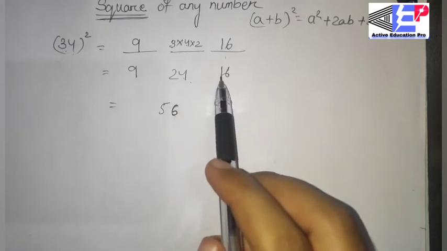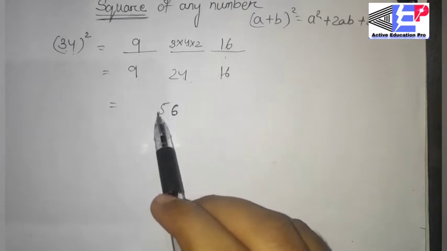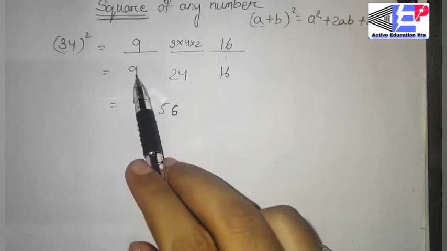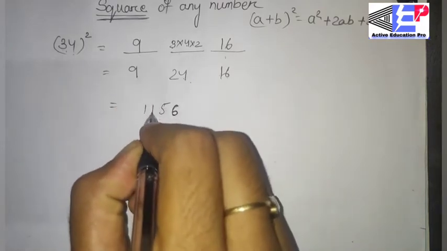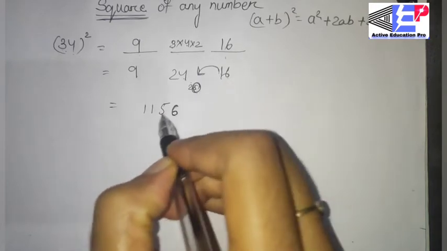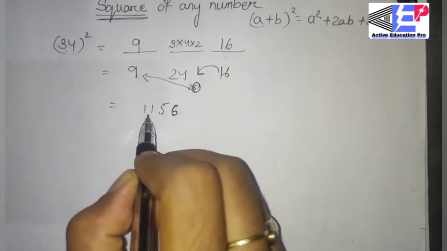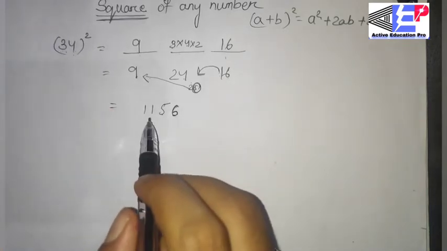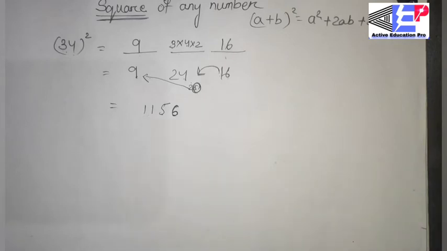Then the remaining leftover 1 is added to the middle part: 24 plus 1 is 25. Here in 25, 5 is the unit position. Then 2 is left over, and it is added to the left side part. So here 9 plus 2 is 11. Again I repeat, this 1 is added to 24 to become 25, the unit place is written right here, and this 2 is added to 9, written here as 11. So the square of 34 is 1156.